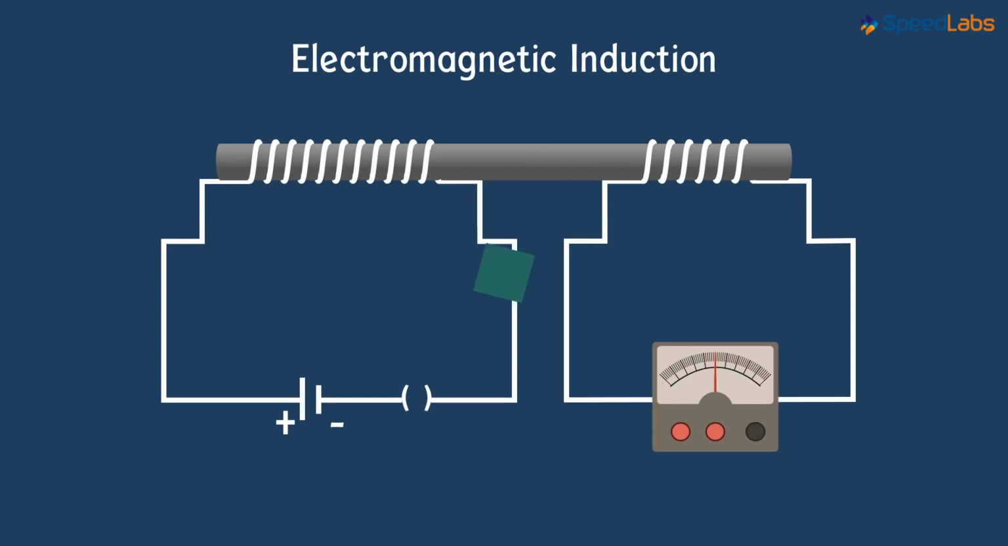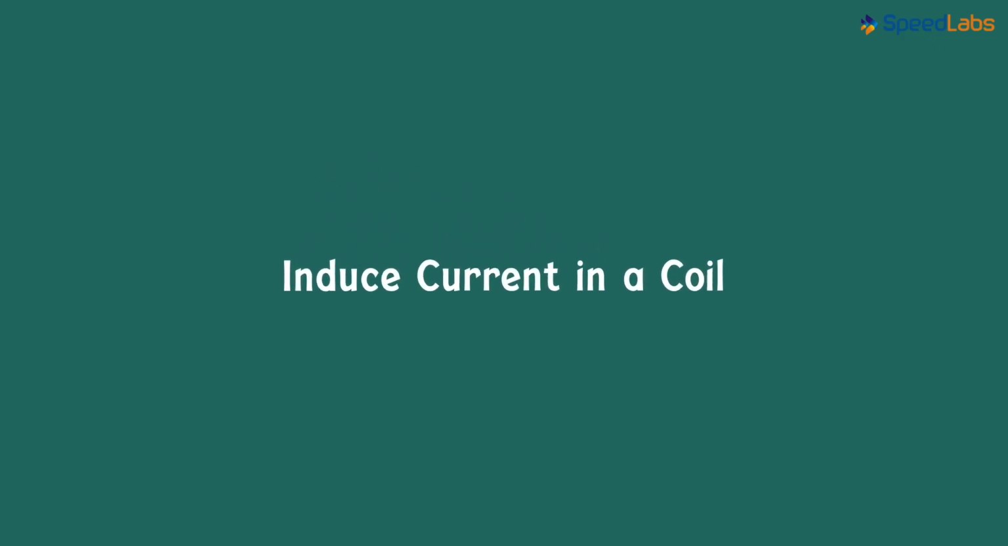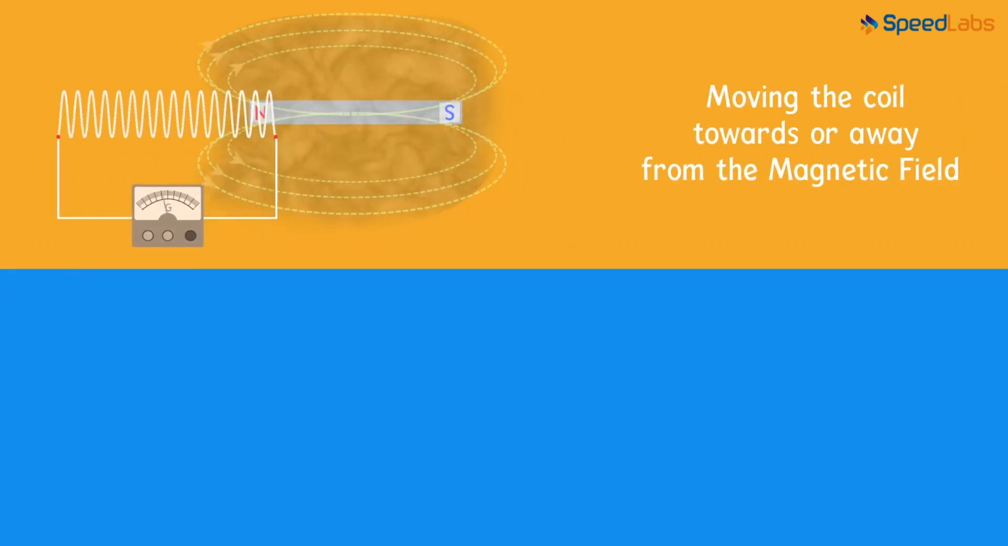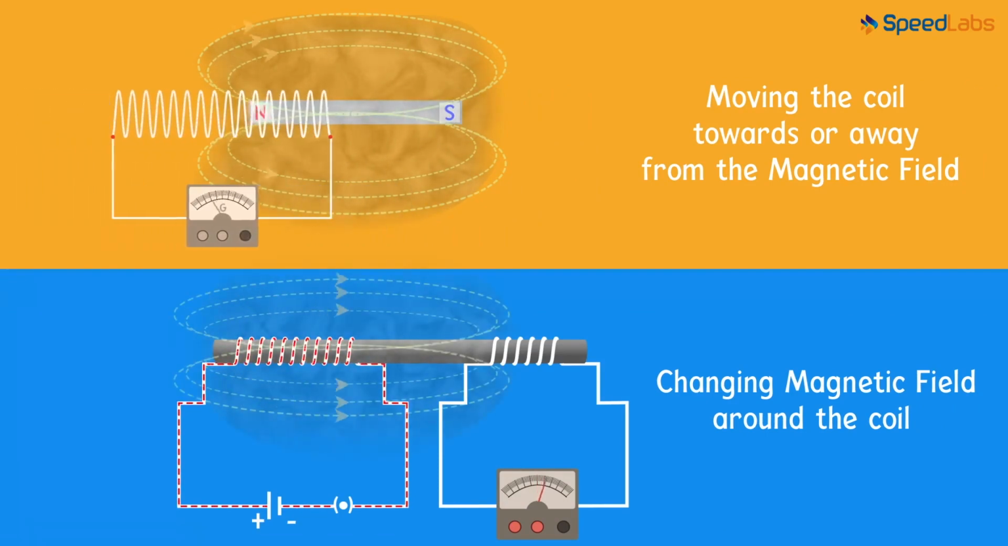By now, we have learned how to induce current in a coil in two ways. First, by moving the coil towards or away from a magnetic field. And second, by changing the magnetic field around a coil.